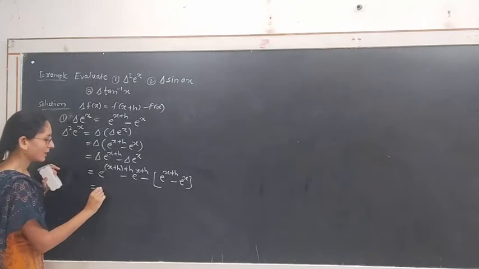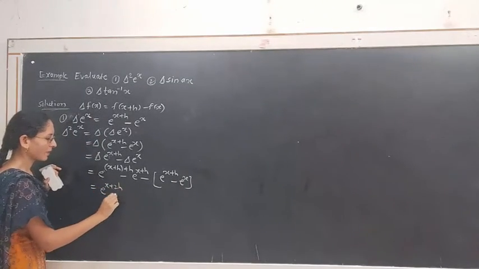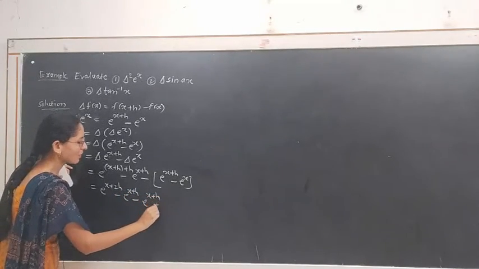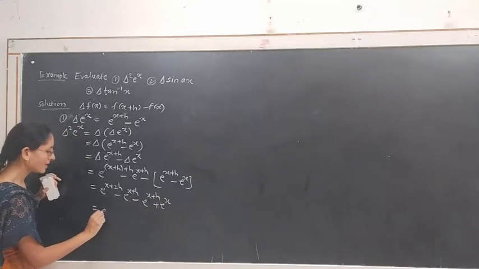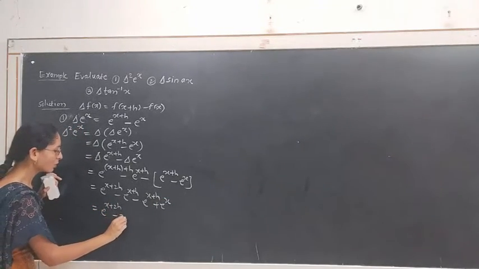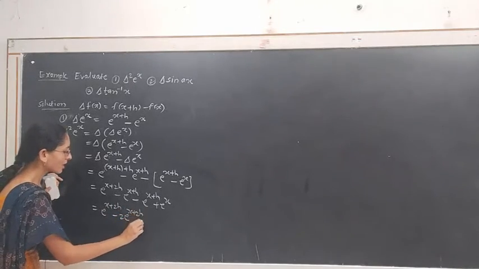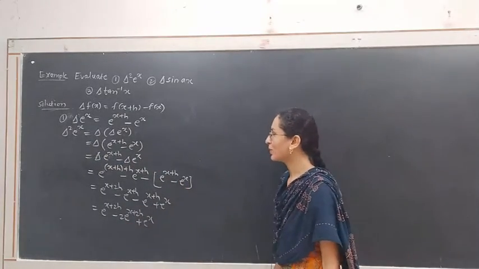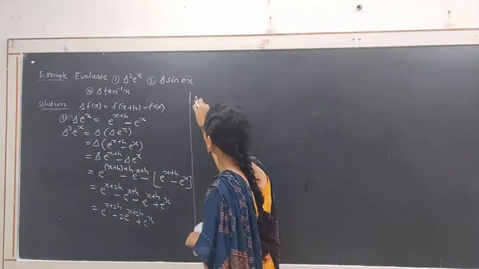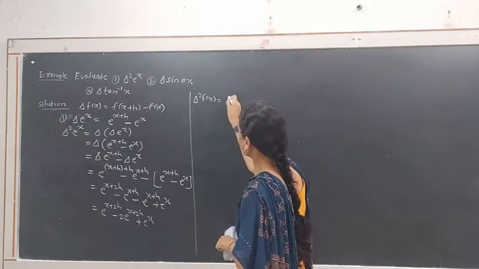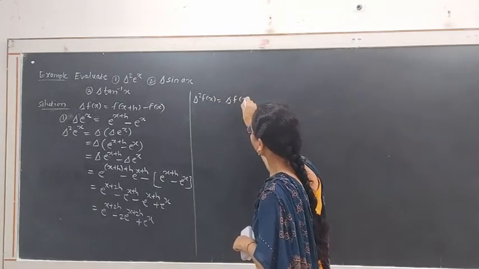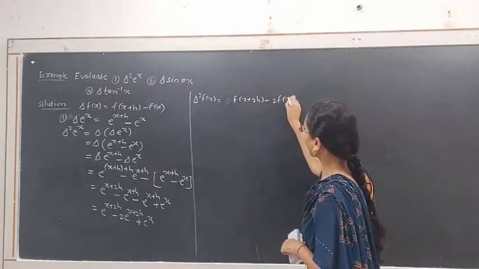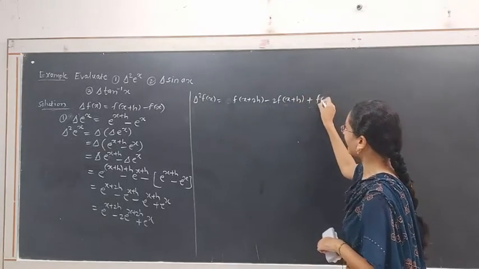This is equal to e raised to x plus 2h minus e raised to x plus h, minus e raised to x plus h plus e raised to x, which is e raised to x plus 2h minus 2 e raised to x plus h plus e raised to x. We also calculate this value, del square e raised to x, by this formula. Del square f of x is equal to f of x plus 2h minus 2f of x plus h plus f of x.